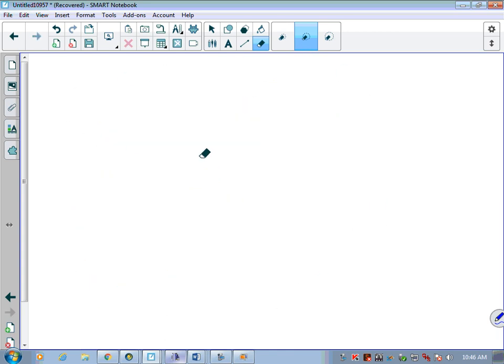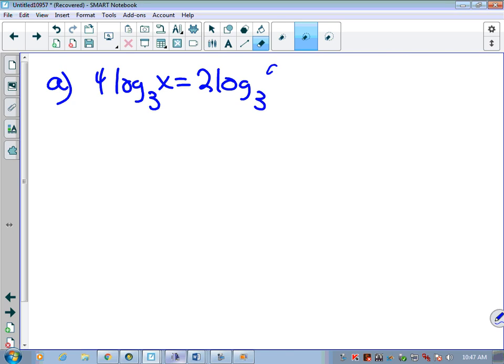All right. Let's see. Number 5 has multiple parts. Our first one, on A, we have 4 log base 3 of x equals 2 log base 3 of 9. I'm kind of curious to know, what was your first step in here? Can't cancel out the logs until I move the numbers that are out in front of them. Yeah, because I made 4 the exponent of x, and I made 2 the exponent of 9.